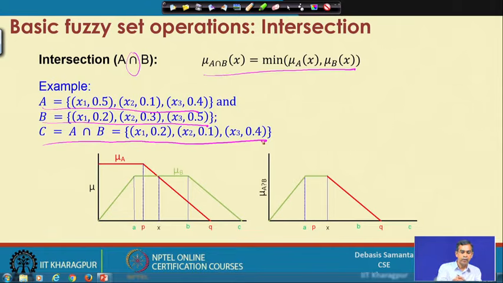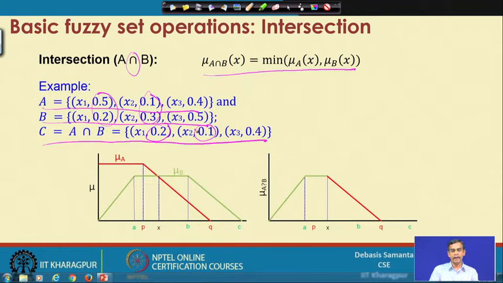Now, whenever we go for intersection for the element x 1, we have to take the minimum. So, we take the minimum from here: 0.1, which is in A, and 0.3 for x 2, which is in B. In the operation, x 2 has the minimum value, this one, 0.1. So, this way we can obtain the intersection of two fuzzy sets.